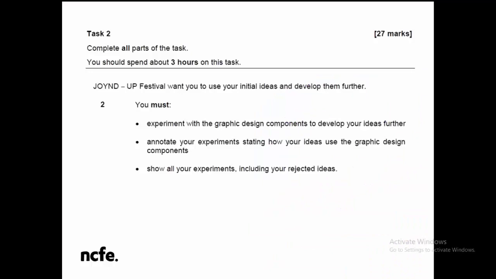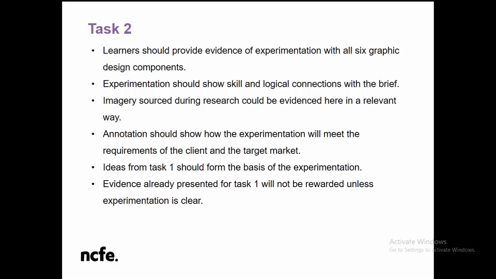Moving on to Task 2 then. So Task 2 involves experimentation with the graphic components, and again these are the graphic components as stated in the specification: colour, tone, line, composition, typography and imagery. Learners are required to annotate their experimentation and to include all experimentation, even rejected ideas. So the maximum number of marks available for this task is 27. And the task is marked against the experimentation only, with learners only being able to be awarded 13 marks and above if all 6 components have been experimented with, showing skill and logical connections with the brief.